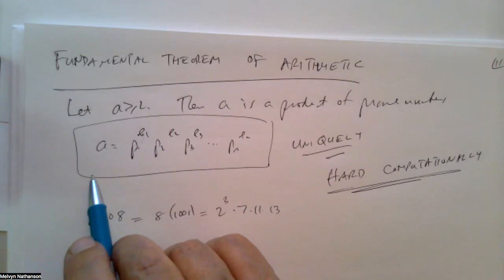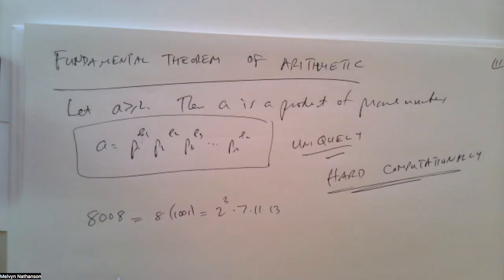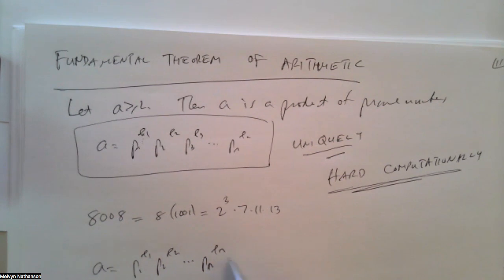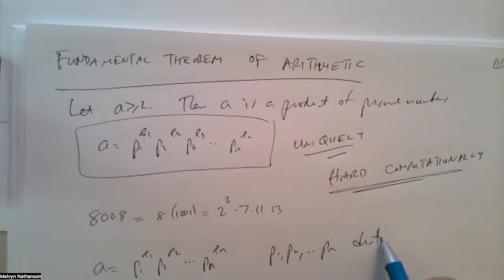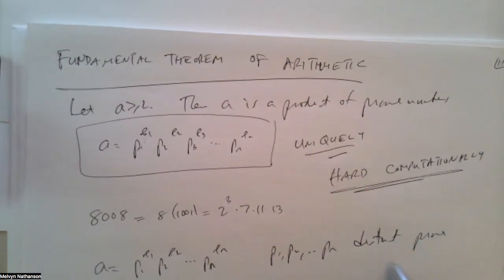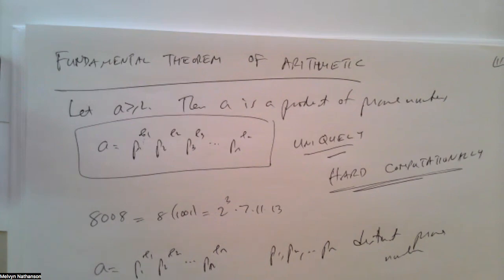So if we have A is P1 to the E1, P2 to the E2, up to P sub R to the E sub R, where P1, P2 up to P sub R are distinct prime numbers, then E1 is called the order of A at P1. So that's ORD, the order of A at P1, and so forth.